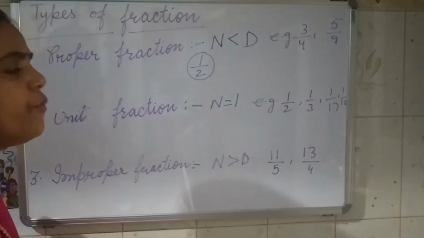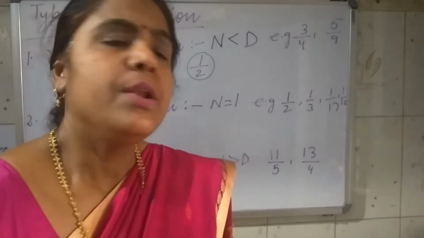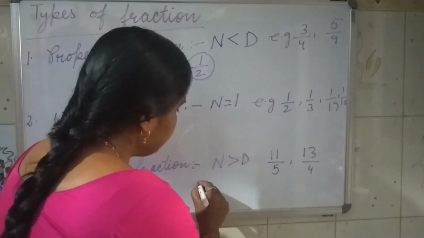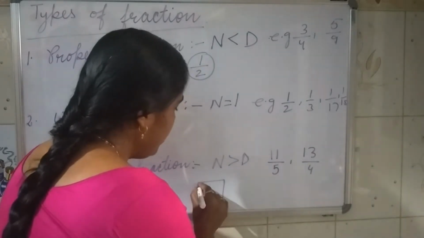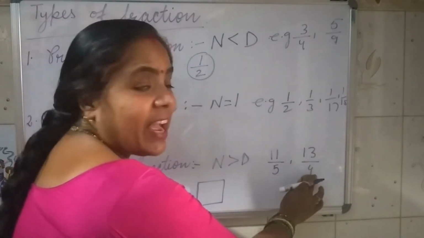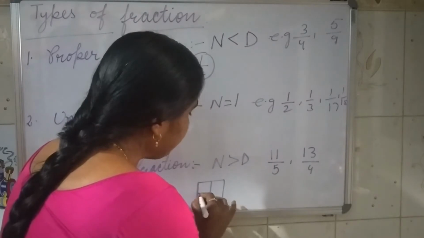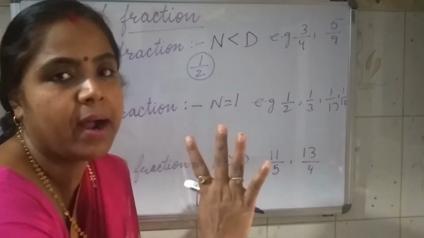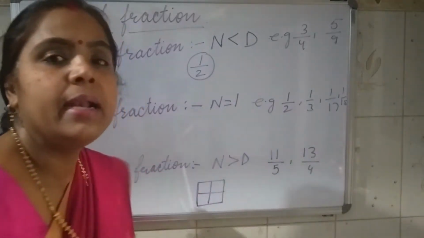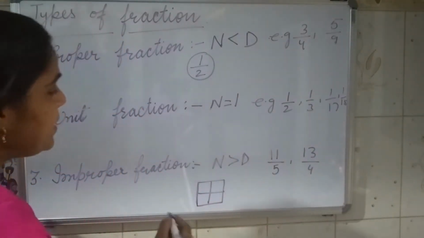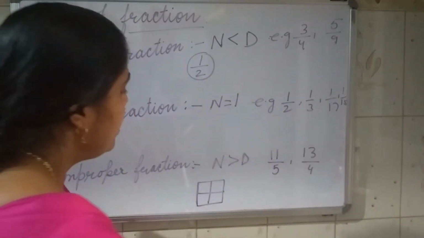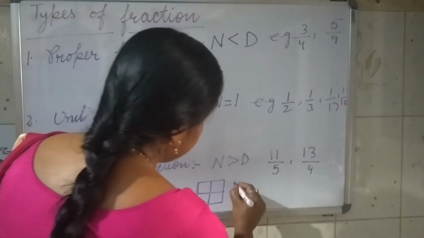Is 13 upon 4 possible? No. Why? Because the denominator is 4. If I have one whole, whatever the denominator, that many parts it is divided into. So if a whole is divided into 4 parts, how will you take out 13 parts? It is not possible. So it means there are so many whole parts and then the fraction part. So I am coming to that point.